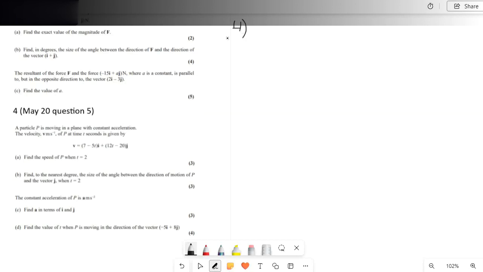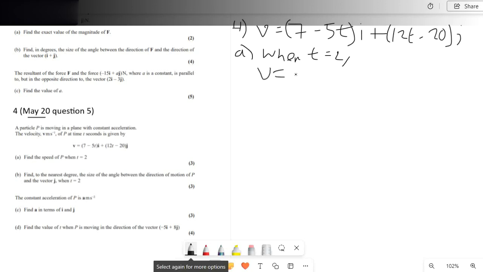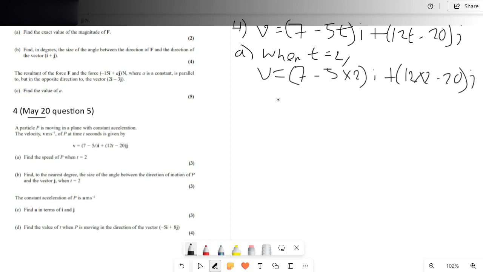So let's now move on to number 4, which is an official question from May 2020. This is question number 5 from that paper. We're given that v, the velocity vector, is equal to (7 minus 5t) I plus (12t minus 20) multiplied with j. When t is equal to 2, velocity v is equal to (7 minus 5 into 2) I plus (12 into 2 minus 20) j. So 7 minus 10 is minus 3 I plus 4j, as 12 into 2 is 24, and 24 minus 20 is plus 4. This is our velocity expression.